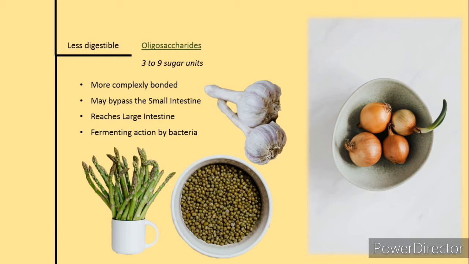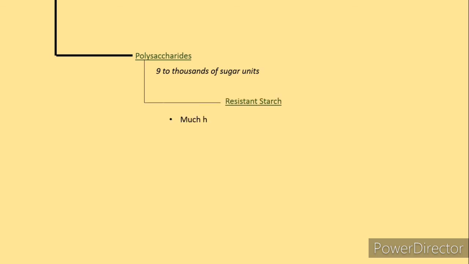We continue with more complex chains as they are more complexly bonded, and the numbers of sugar units increasing to much greater than 9 units. Here we find polysaccharides or many sugar units. These may exist in the form of resistant starch. There is going to be fermenting action by the beneficial bacteria in the gut.